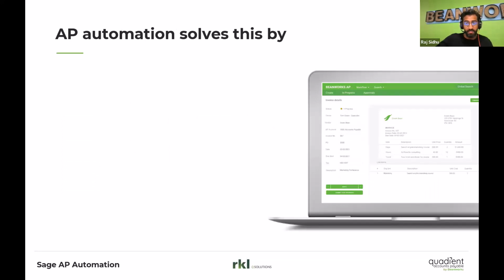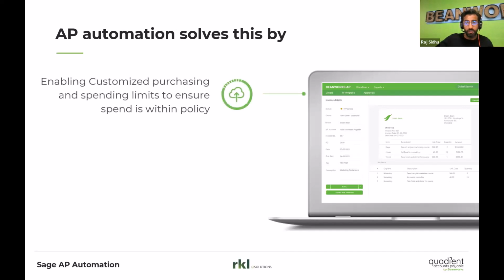So some of the benefits of automating your requisition process: you can customize purchase and spending limits that ensure the spend is within policy. Companies can create a formal purchasing process that controls who is able to buy what and how much money they can spend. They can set limits based on department, project, vendor, or set manager budgets to control unapproved purchases.